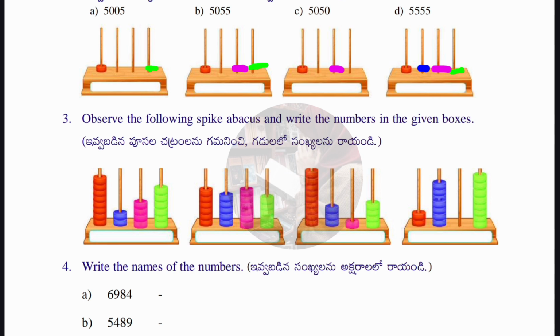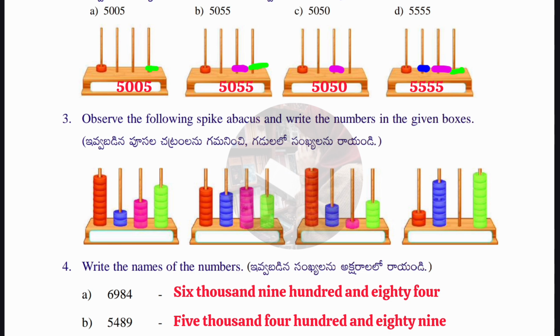According to the given number, we need to add the beads of the same color and write down the given number there. Okay, so the first number is 5005. In the first strike you have to put a green bead, which is of 5. That's why I write 5005. In the next abacus you have to put one each of green and rose bead, so that it will become 5055.